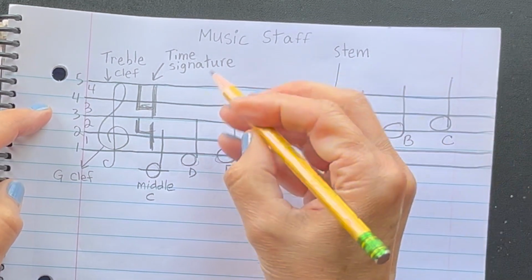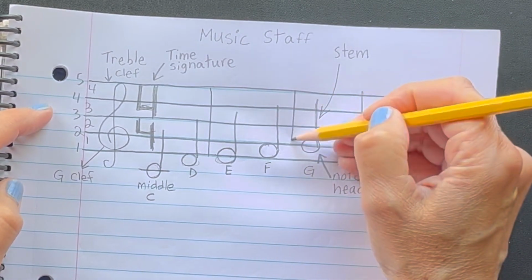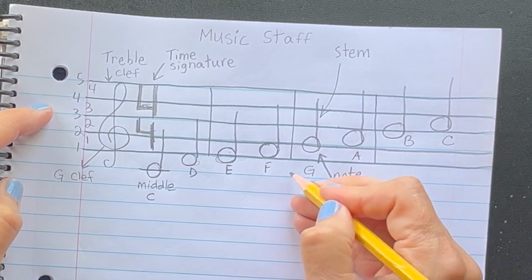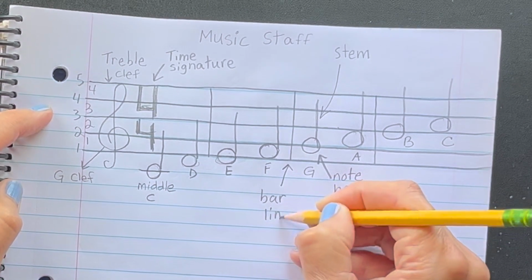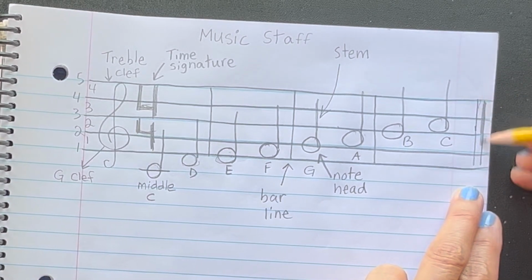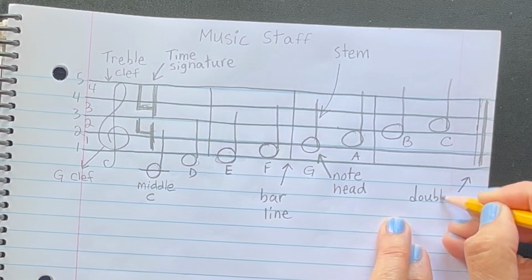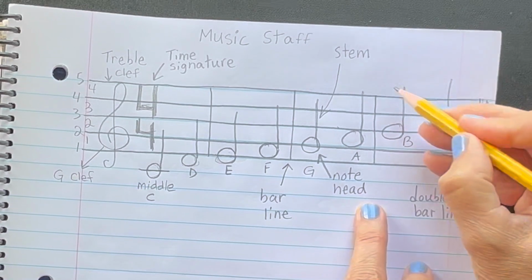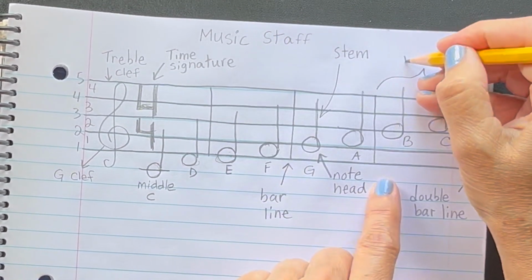Now I'm going to draw some bar lines. Since I made these notes into half notes, I'm going to put the bar line in between every two notes. And now I'm going to label the bar line. And I'm going to draw the double bar line at the end. And I'm going to label it down here. Double bar line. And up here, I'm going to draw a bracket and I'm going to label the measure.